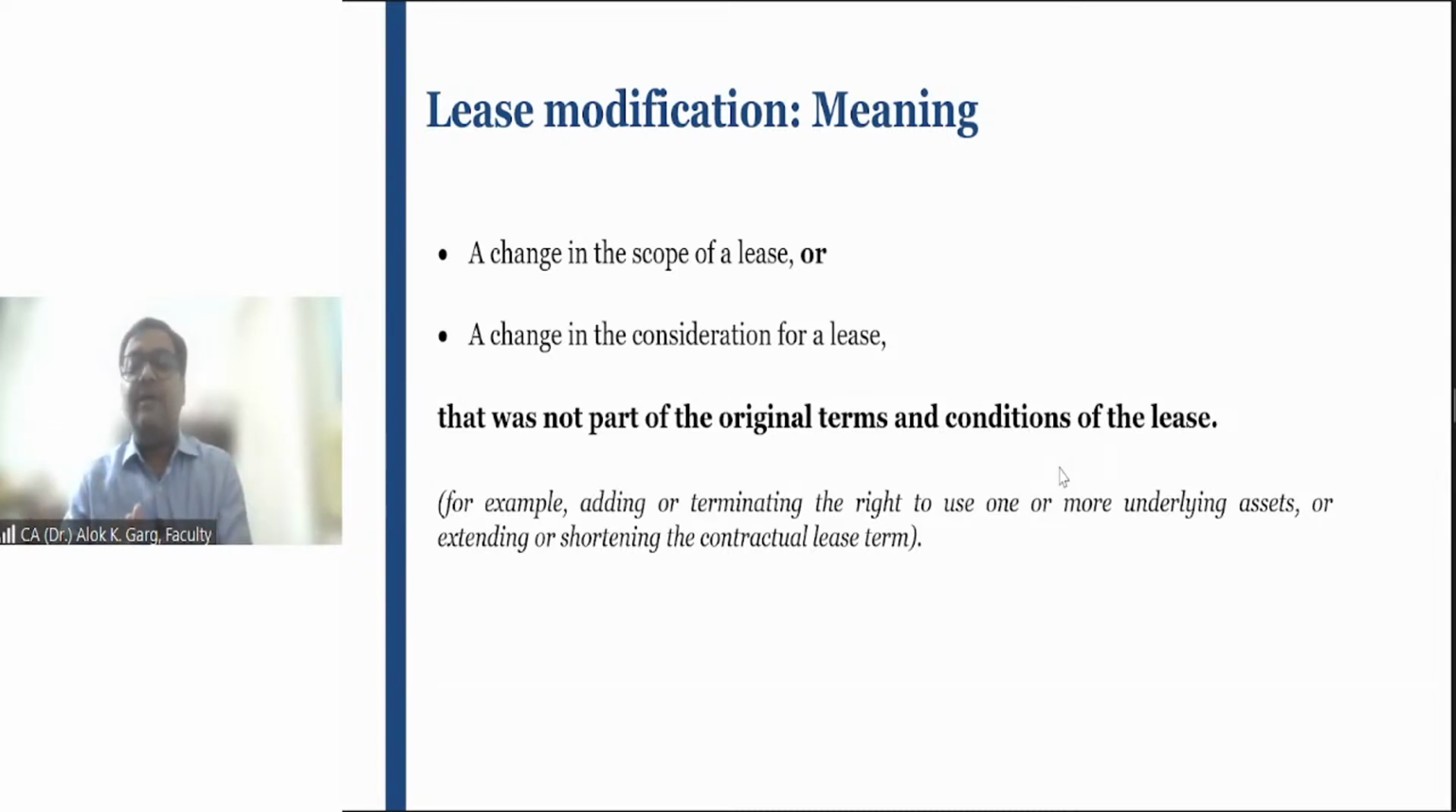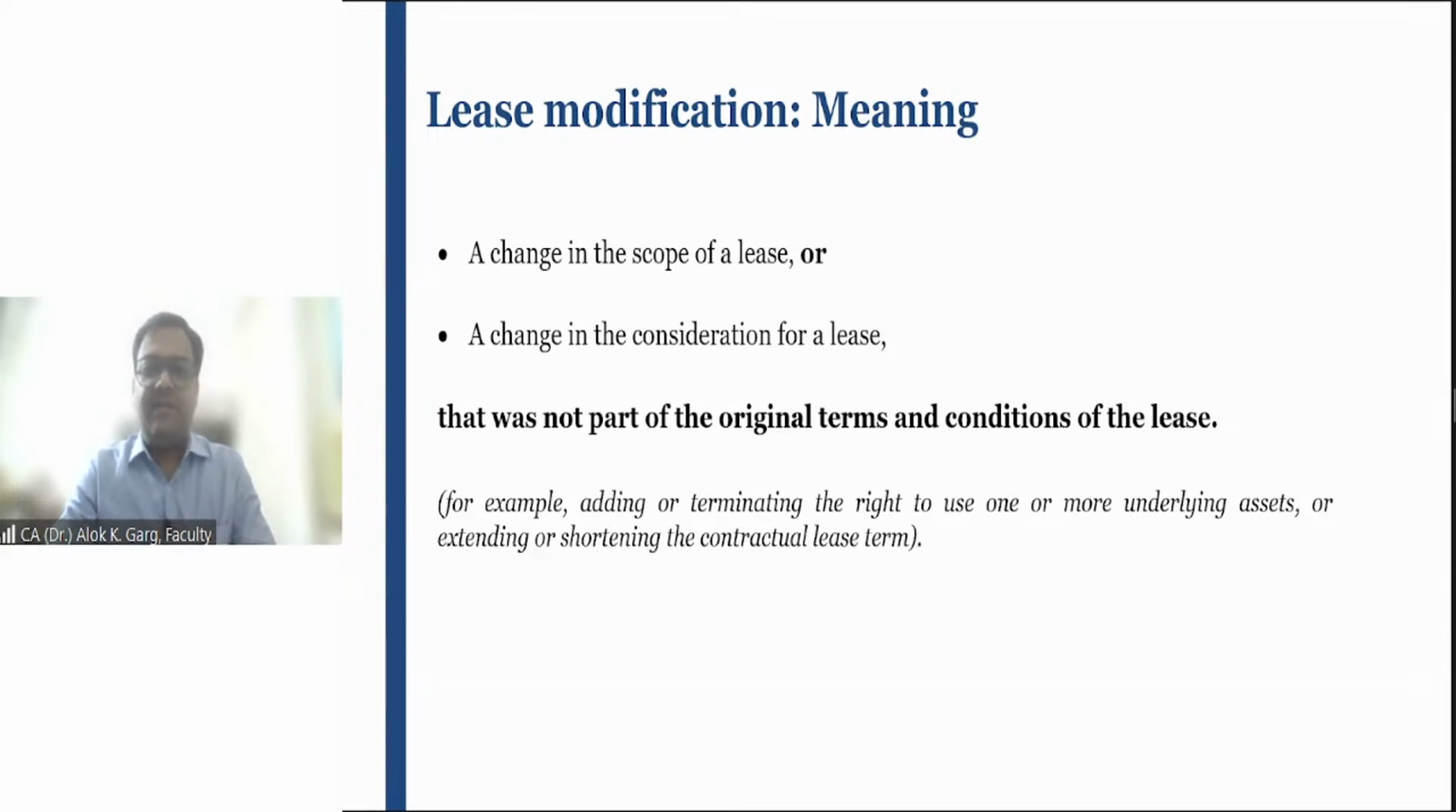But normally, if you are increasing your existing area or decreasing your existing area, or if there is an increase in consideration or decrease in consideration, this is known as a modification in lease. And it is known as a modification when it is not built in at the time of inception or commencement of the contract, at the time of finalization of the lease terms and conditions. It was not part of the original lease terms and conditions, and hence it is known as a modification, right? I hope it is clear to all of you. Lease modification you all have understood, friends.